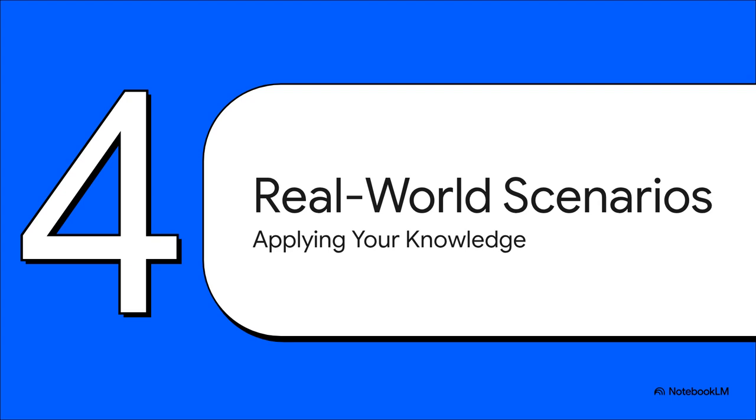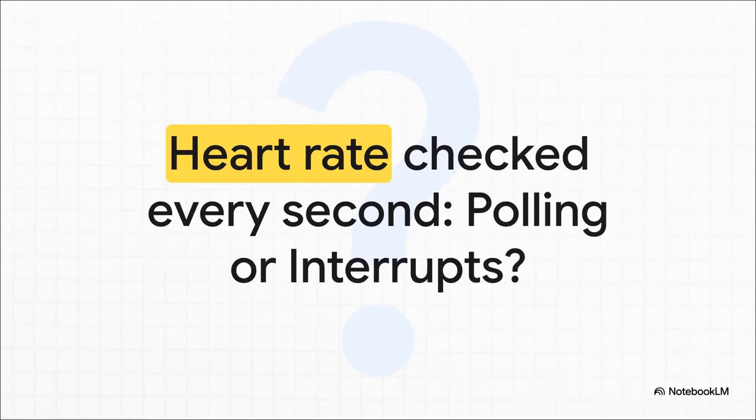Part 4. Real-world scenarios. Okay, here's our first scenario. Imagine you have a smartwatch, and its sensor needs to check your heart rate exactly once every single second. Based on everything we've just covered, would you use polling or interrupts to design this? Really think about the event frequency and the predictability here.